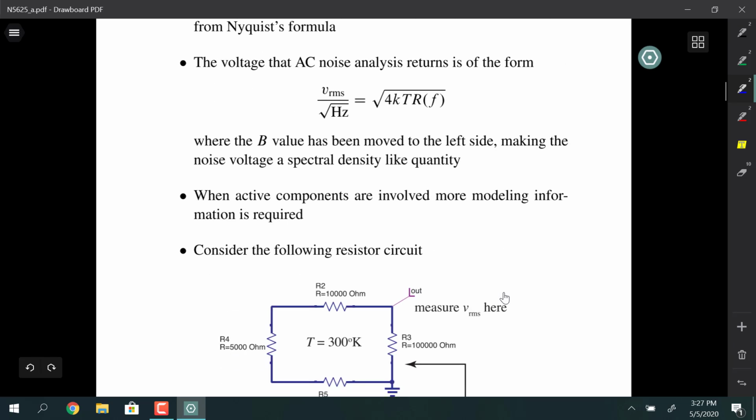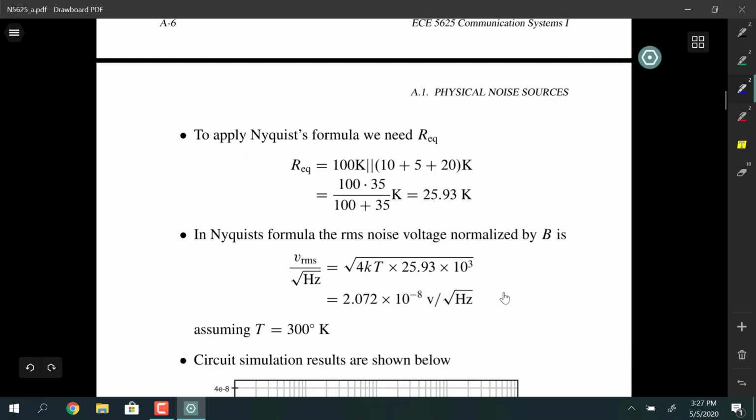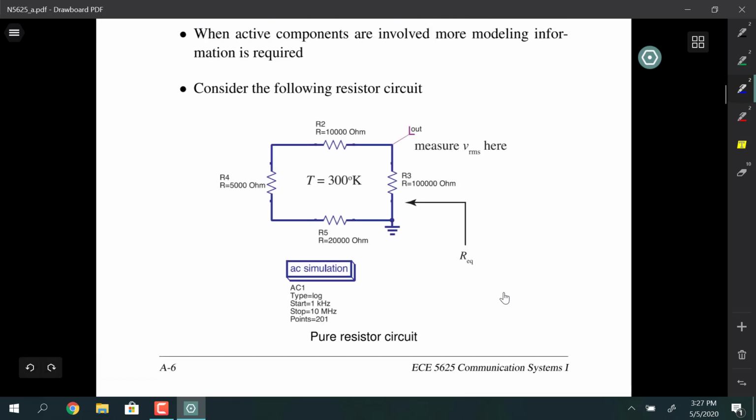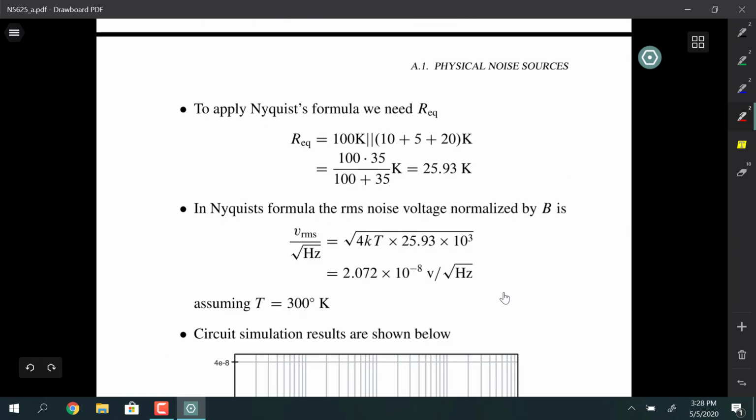So I have an example here that I worked out in a circuit simulator. And rather than show you the circuit simulator results here, I have LTspice running, so I'm going to go over and bring the circuit up over there. In this particular circuit, we've got 4 resistors, and according to Nyquist's formula, the equivalent resistance looking into that network is the 100K, which is right here, in parallel with the 3 resistors that are in series. So that calculation is right here, 100K times the series connection of 10, 5, and 20K. Put those in parallel and you get 25.93K.